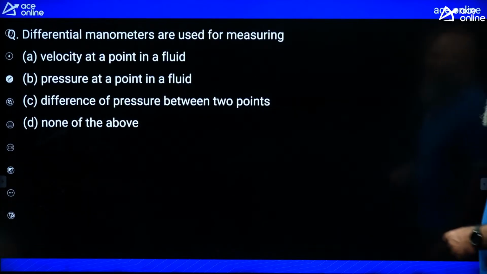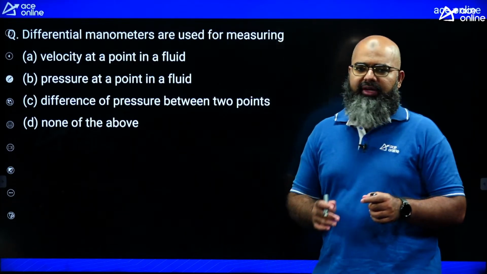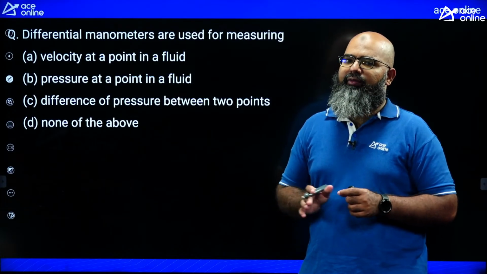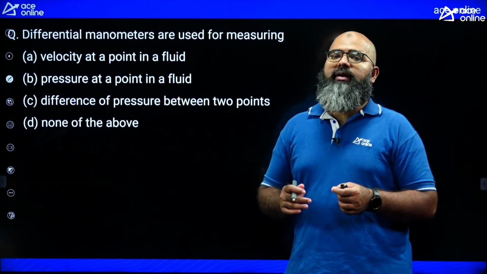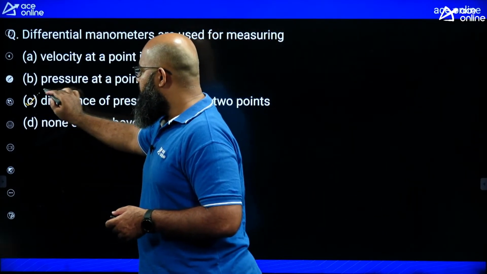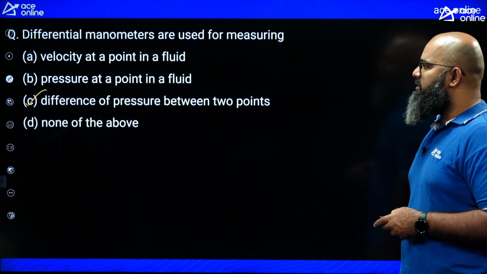Moving further. Differential manometers are used for what purpose? You see, manometer is used for measuring pressure, that is fine. But differential manometer is not used specifically for measuring pressure. It is used for measuring difference in pressure between 2 points. So the correct answer over here is option C, difference in pressure between 2 points.